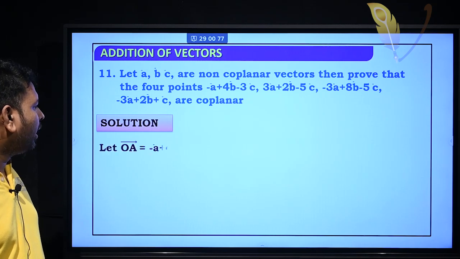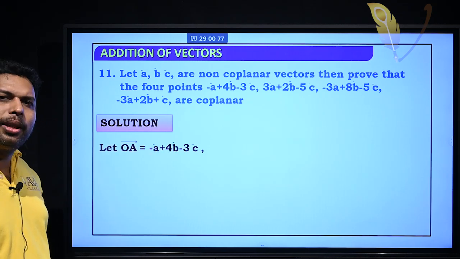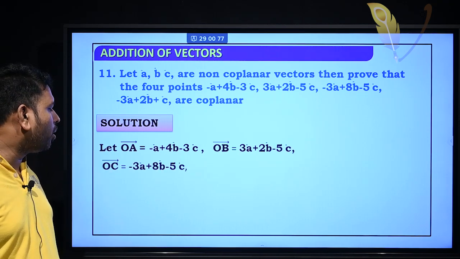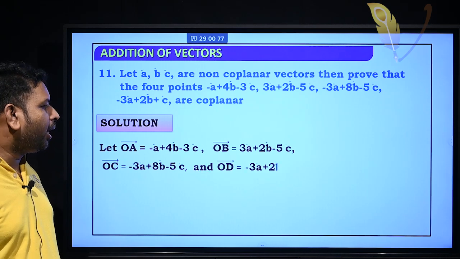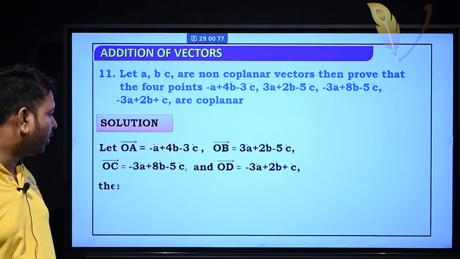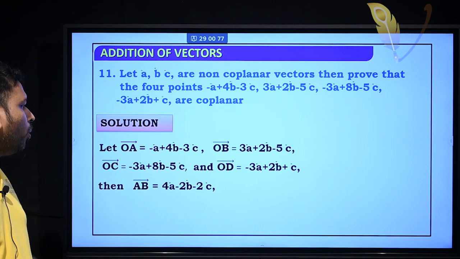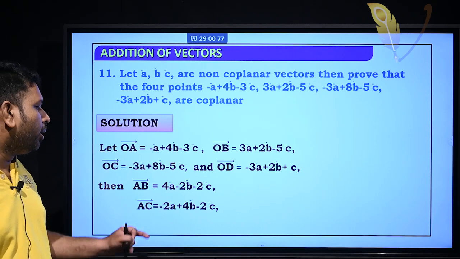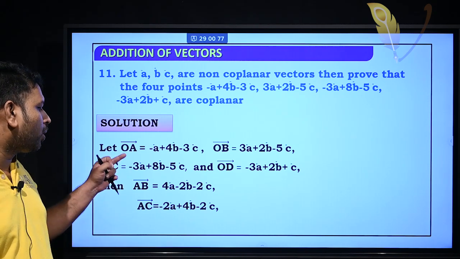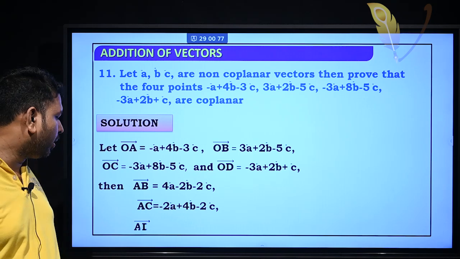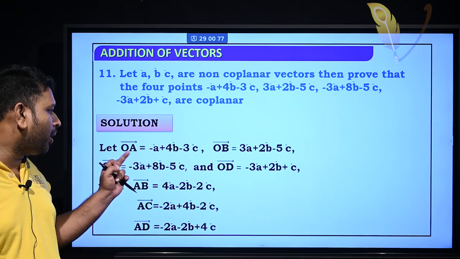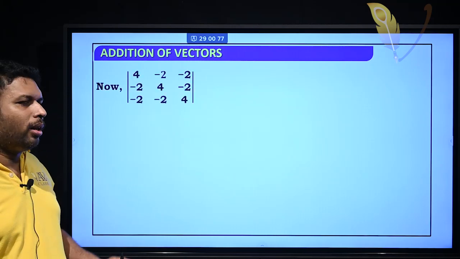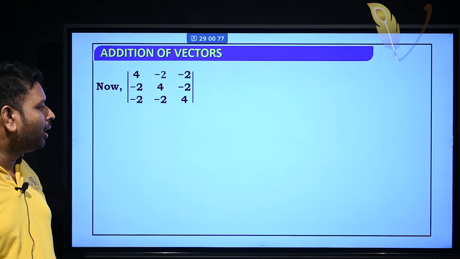Now solution. Let OA equal to minus a plus 4b minus 3c, OB equal to 3a plus 2b minus 5c, OC equal to minus 3a plus 8b minus 5c, and OD equal to minus 3a plus 2b plus c. Then AB equal to OB minus OA, so 4a minus 2b minus 2c. AC equal to OC minus OA, so minus 2a plus 4b minus 2c. AD equal to OD minus OA, minus 2a minus 2b plus 4c.